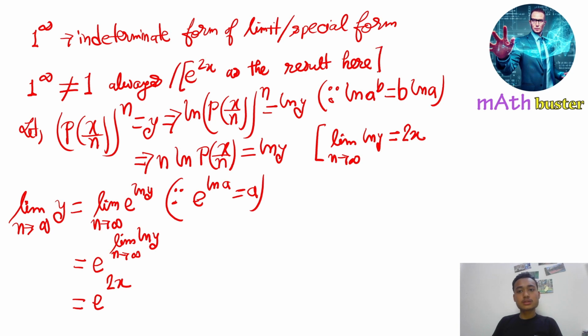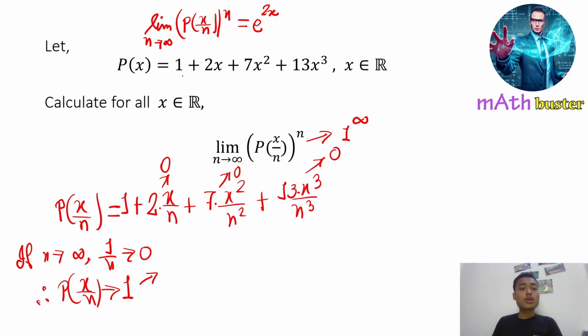which is not equal to 1 whenever x is not equal to 0. And this is true for all x belonging to R, whether x is 0 or not. So this gives the answer as e to the power twice x. So you can see how we have to approach whenever we get a limit of the form 1 to the power infinity or 0 by 0 form. I think this is clear to all of you.